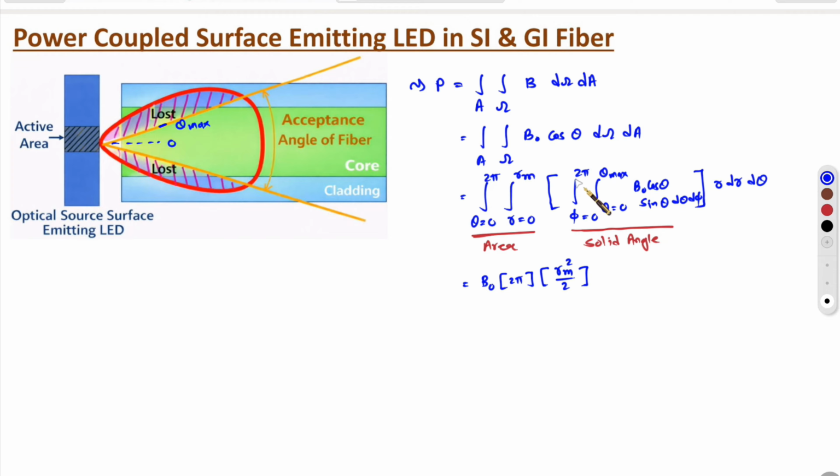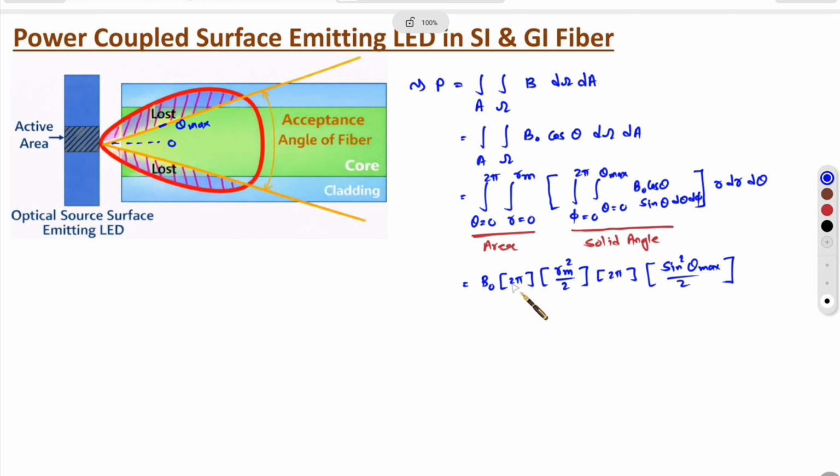If you observe with this integration, we don't have anything with respect to phi. So integration of phi is phi only, where limit is from 0 to 2 pi. So that will result in 2 pi over here. Now when you see integration of cos theta sin theta, that will be sin square theta by 2, where if you substitute limit from 0 to theta max, then that will be sin square theta max divided by 2. See, that is how you can substitute limits over here with this integration, right?